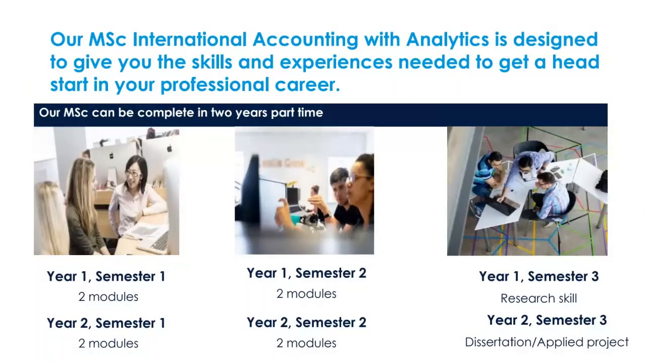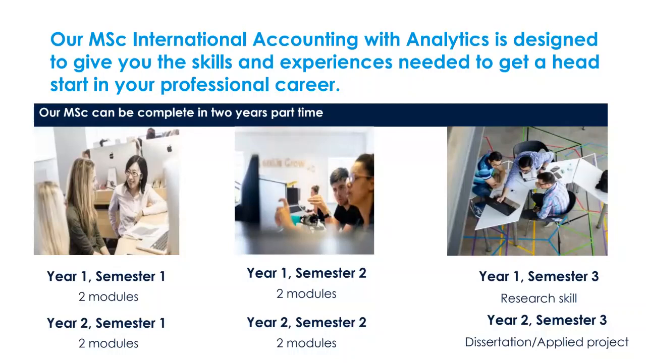So now moving on to the part-time option. The MSc can be completed in 2 years on a part-time basis. And really the modules are all going to be exactly the same for the MSc International Accounting with Analytics. It's just that they're split out over 2 years. So you can see you've got year 1, semester 1, 2 modules, year 1, semester 2, 2 modules, and then year 1, semester 3, you will do your research skills module.